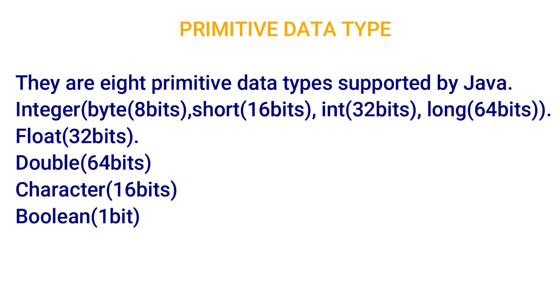And we have short. Short has the capacity to store 16 bits of information. And we also have int, which has the capacity to store 32 bits of information. We have long, which has the capacity to store 64 bits of information. Then the next primitive data type after that is float. And float has the capacity to store 32 bits of information. And after that, we have the next one, which is double. Double has the capacity to store 64 bits of information.